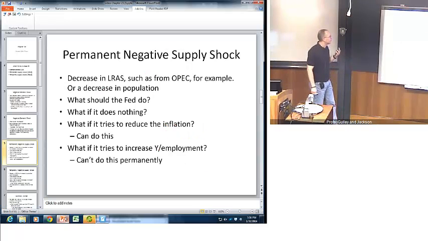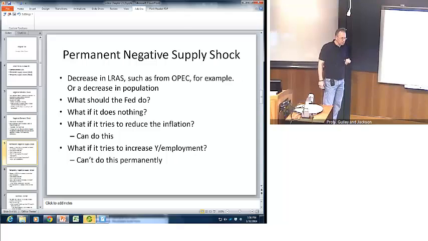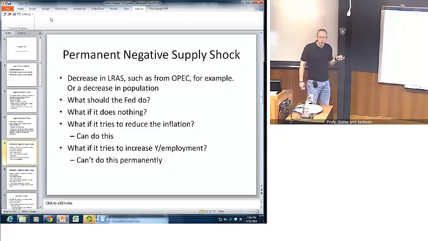Now what if the Fed is faced with a different sort of problem? What if it's faced not with a negative demand shock, but a negative supply shock? And not just any negative supply shock, a permanent negative supply shock, meaning one that affects the long-run aggregate supply curve. This might be, for example, an oil embargo like the one that happened in the early 1970s, or possibly a decrease in the overall population.